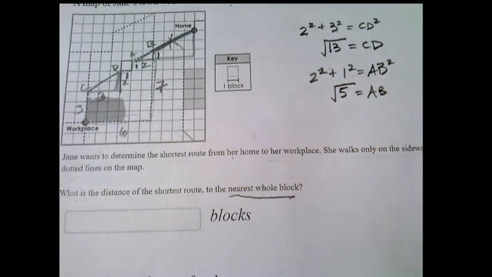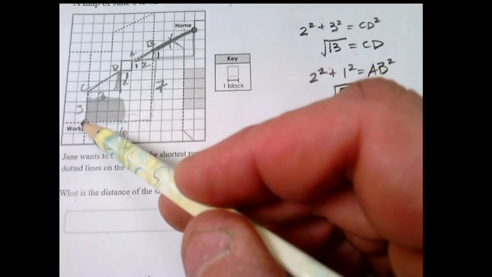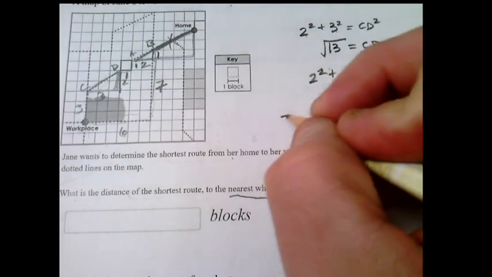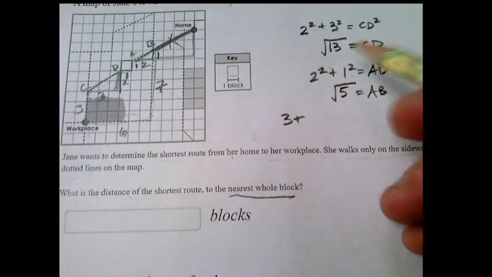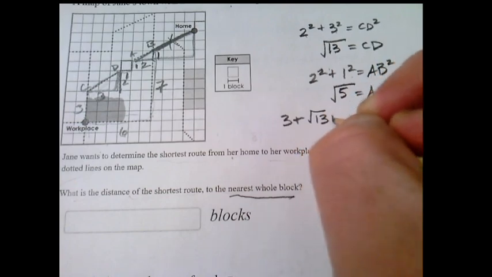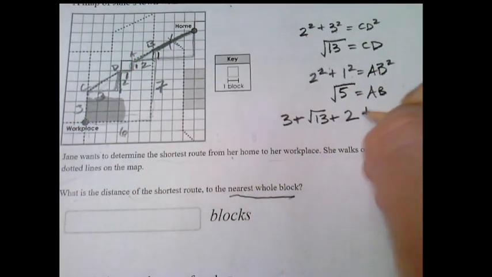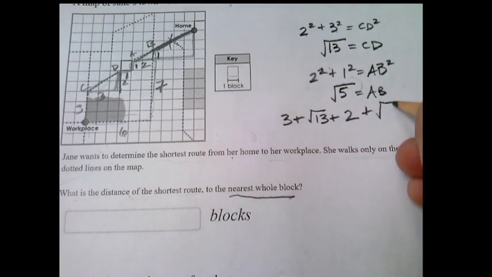That's AB. Okay. So to get there from the workplace, I'm going to go 3 plus the square root of 13. That's from C to D. Plus these 2 blocks right here. Plus the square root of 5. Okay. And we'll check and see what that is in just a second.